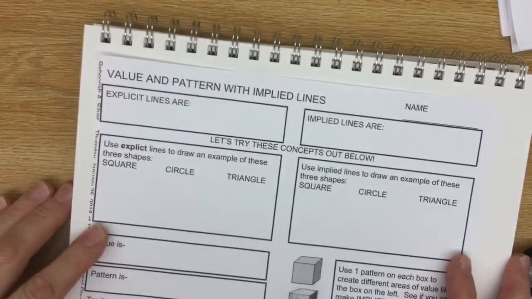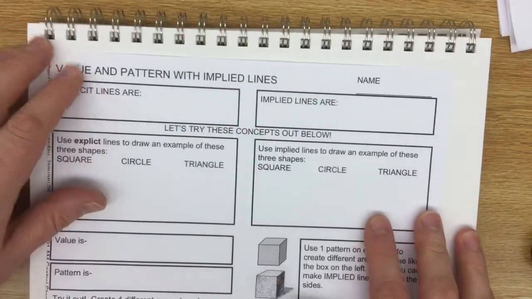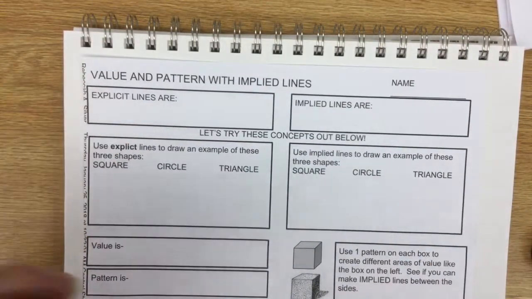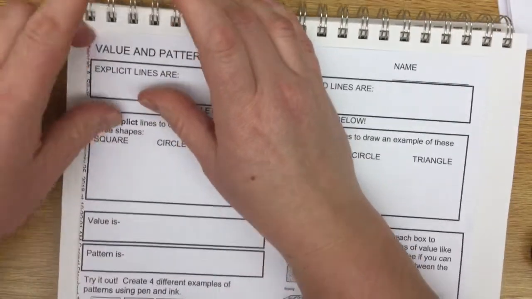Hey everybody, today I want to show you how to start working with value and pattern in applied lines. To get started, you're going to need this worksheet, and what I've done is I've gotten a fresh blank page in my sketchbook, and I'm going to take a little bit of tape and tape it down.